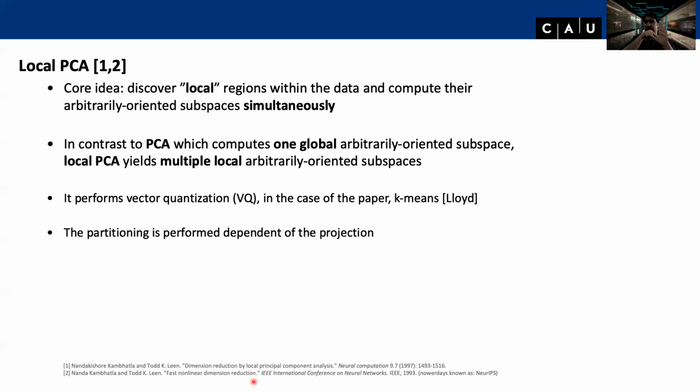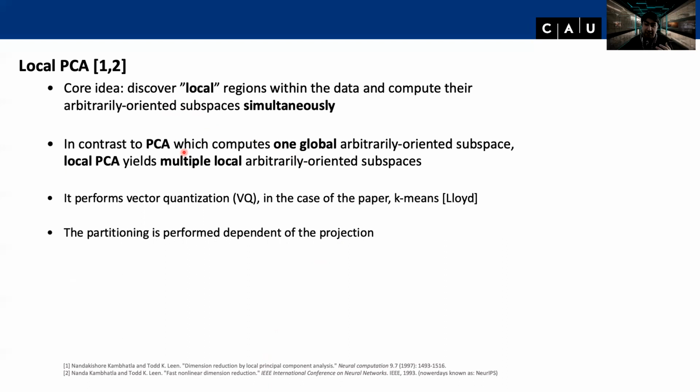So like you approximate this part of the parabola, then this part of the parabola, and the part which is close to the vertex of it. So the core idea behind local PCA is, as it is in the name already, to discover local regions within the data and compute there in these local regions their arbitrarily oriented subspaces simultaneously. So in contrast to PCA, which computes, as mentioned before, one global arbitrarily oriented subspace, local PCA gives you, as a result, multiple local arbitrarily oriented subspaces.